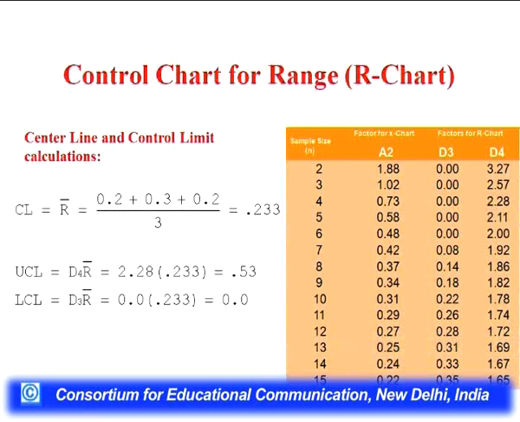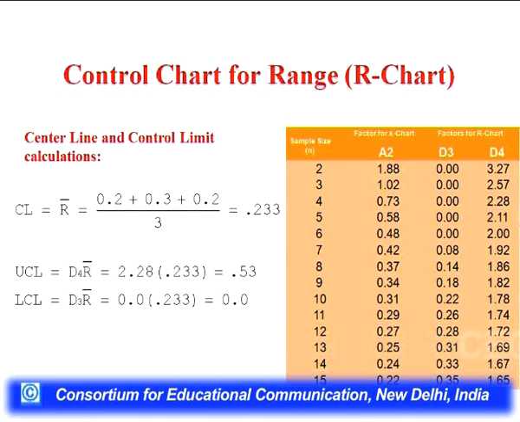Similarly, control chart for range, the R chart. We have to make a control chart for range also. Center line for range, R bar, we have already calculated: 0.233 is the center line. Upper control limit, and under this we will use D4. D4 against a sample size of 4 is 2.28 from the corresponding table, and 2.28 multiplied by 0.233, which is equal to 0.53.